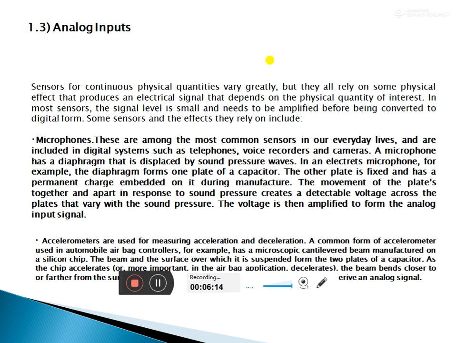If you take telephones, voice recorders, digital cameras, so many analog input devices are there. These are the devices we use for our convenience. If you have to manufacture amplifiers, to amplify the signals when the signal is low, you apply this amplification process, and the amplifier will work.